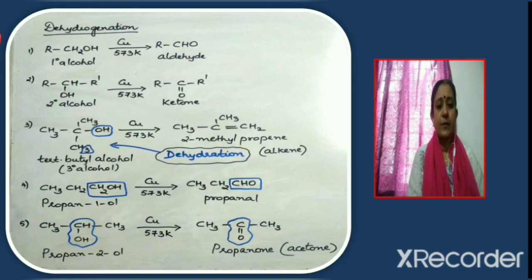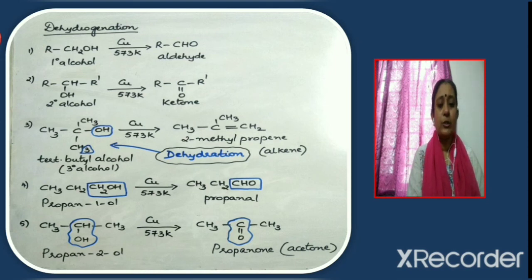If a tertiary alcohol like tertiary butyl alcohol is heated with copper catalyst at 573 Kelvin, instead of dehydrogenation reaction, dehydration reaction will take place. That is, elimination of a molecule of water will take place, and that results in the formation of an alkene. If tertiary butyl alcohol is treated with copper catalyst at 573 Kelvin, as a result of dehydration, the product obtained will be 2-methylpropene.